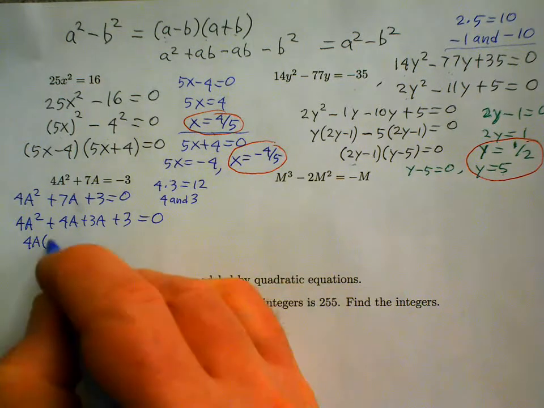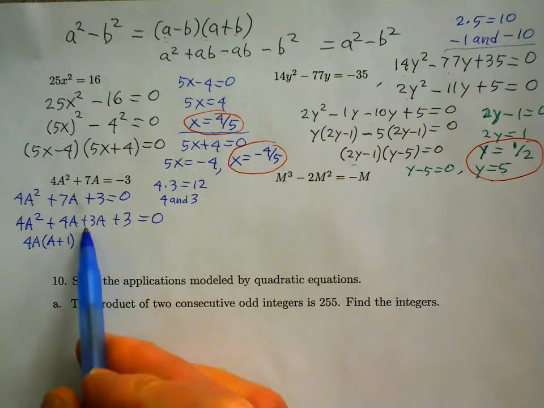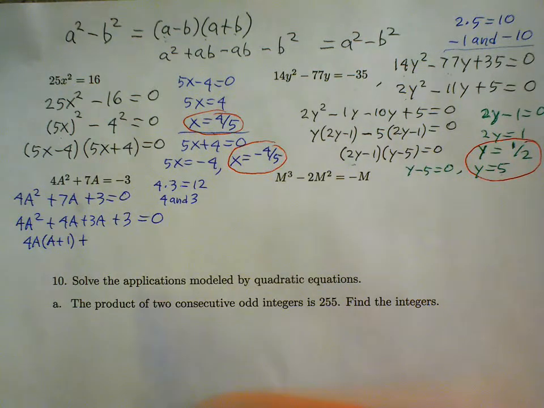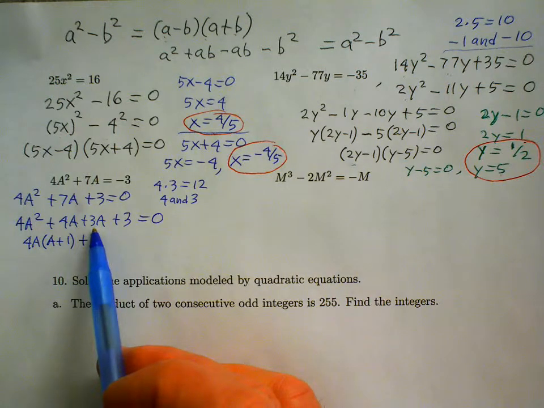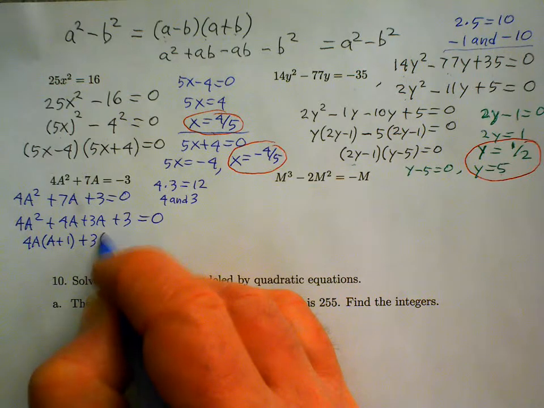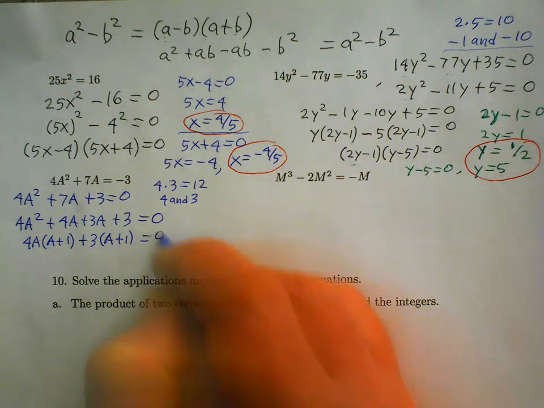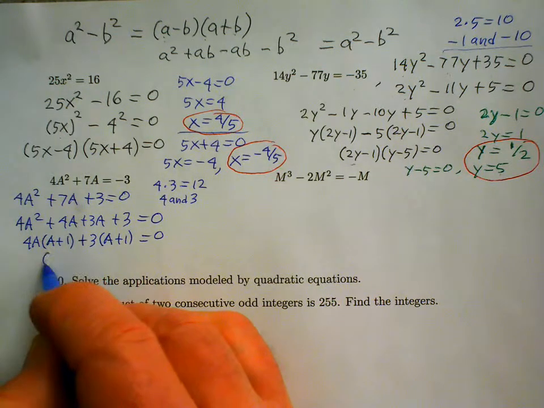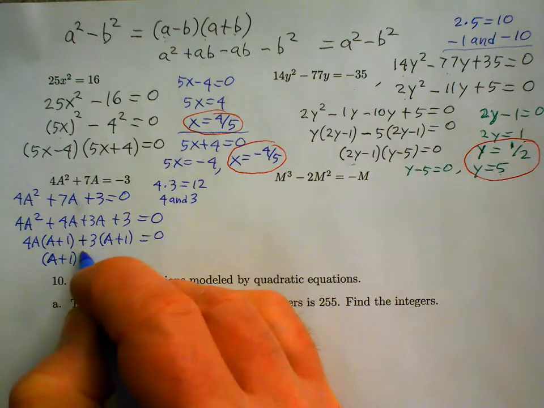The binomial is a plus 1. The middle operator of addition, bring down addition. The greatest common factor of the third and fourth terms is 3, so we factor out 3, 3 times a plus 1. And then finally, the two factors are a plus 1 times 4a plus 3.